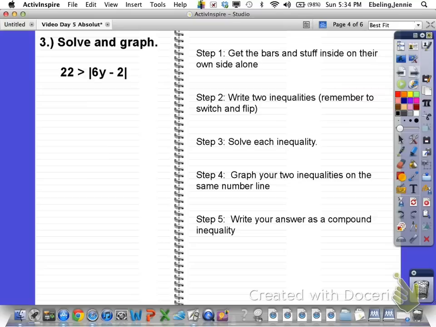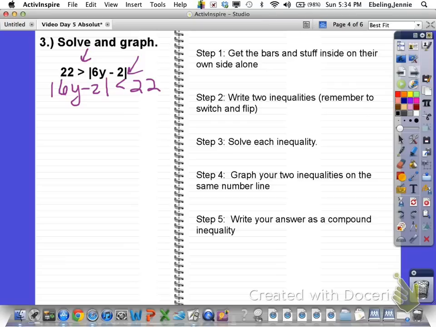Okay, let's take a look at this one. This looks a little different than the others just because our absolute value is on the right-hand side. Before I do anything, I'd like to make sure the absolute value is on the left-hand side. So I'm going to rewrite this with the absolute value on the left-hand side: absolute value of 6y minus 2 less than 22. When I flipped it around, you notice how it was pointing to the absolute value? It's still pointing to the absolute value. So it means the same, it just looks different.